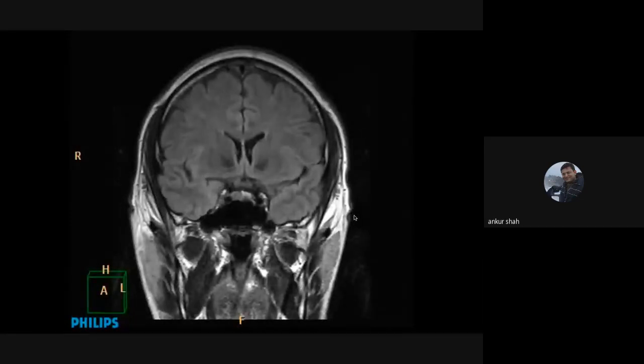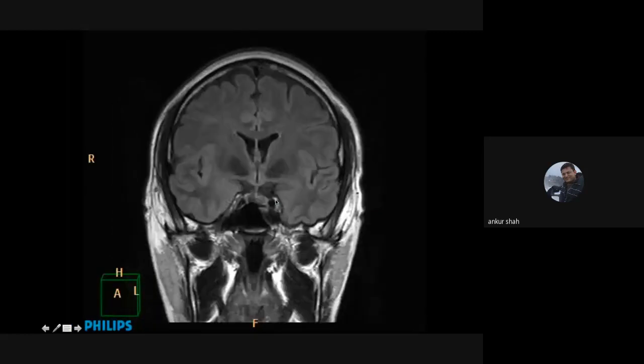Now looking at certain structures on coronal images, because certain things are better visualized on the coronal imaging plane, like the optic chiasma. Both the optic nerves join together and form this optic chiasma, which is better seen on the coronal imaging plane. Then this is the internal carotid artery. You can see both sides, the normal flow void of the internal carotid artery, and you can see the pituitary stalk and the pituitary gland. So this is the pituitary gland, and this connects the pituitary gland with the brain parenchyma. That is the pituitary stalk.